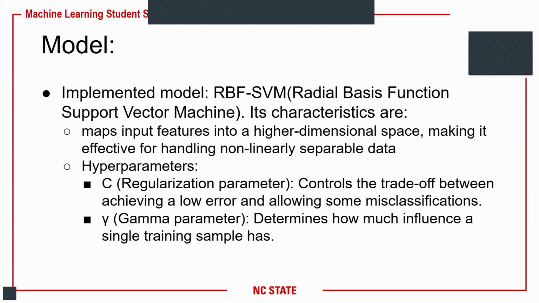The characteristic of this specific model is that it maps input features into a higher dimensional space, which makes it effective for handling non-linearly separable data, which is of course very relevant in this specific project. What's special about this model is it has two hyperparameters called regularization and the gamma parameter. Regularization controls the trade-off between achieving low error and allowing misclassifications, versus gamma influences how much a single image or a single sample can influence the overall model.